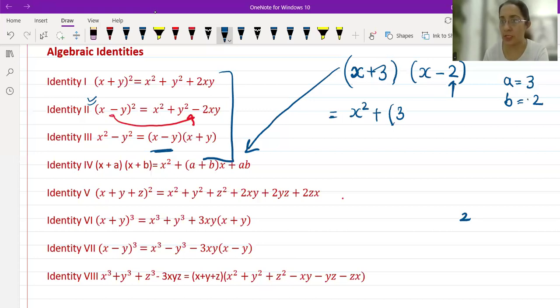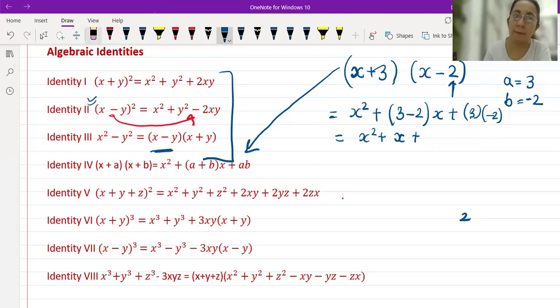My b is, sorry, it's minus 2. So 3 minus 2 in the bracket, close x, plus a into b, which are my constant terms, 3 and minus 2. When you solve these, you will have x here. 3 minus 2 will give you 1 x. So you can simply write x plus, when you subtract these 3 and 2, 3 2s are 6. And plus minus will give you a minus sign. So here you have to write minus 6.